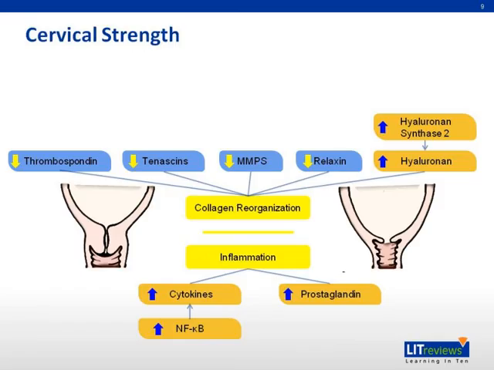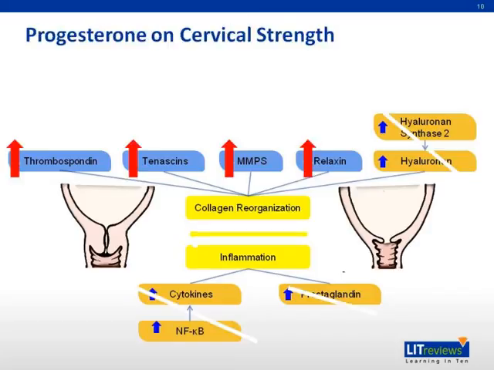Progesterone exerts its effects on the cervix as well. Effacement of the cervix occurs through reorganization of collagen as well as inflammation, and these events are affected by the various enzymes and proteins shown on the slide. What progesterone does is to prevent collagen reorganization and inflammation by inhibiting and upregulating proteins to maintain cervical competency.